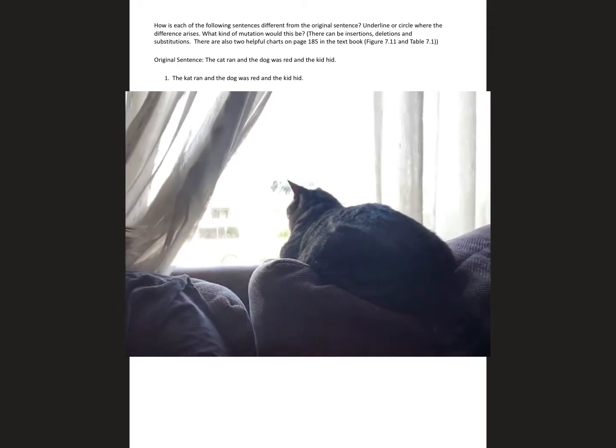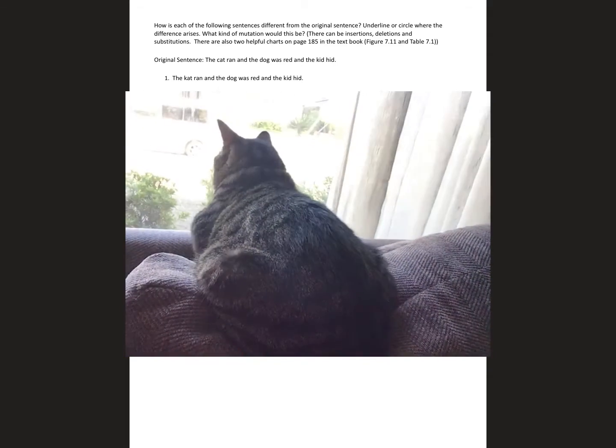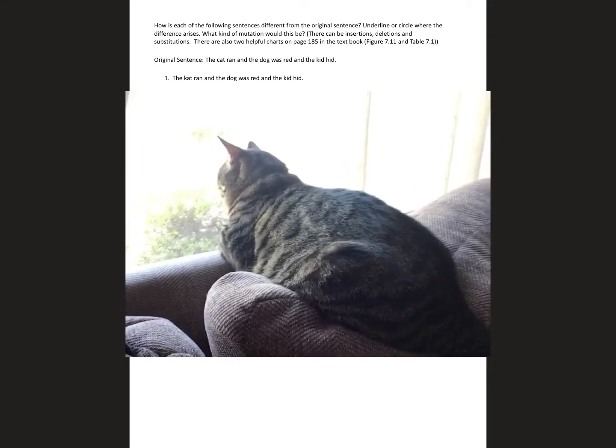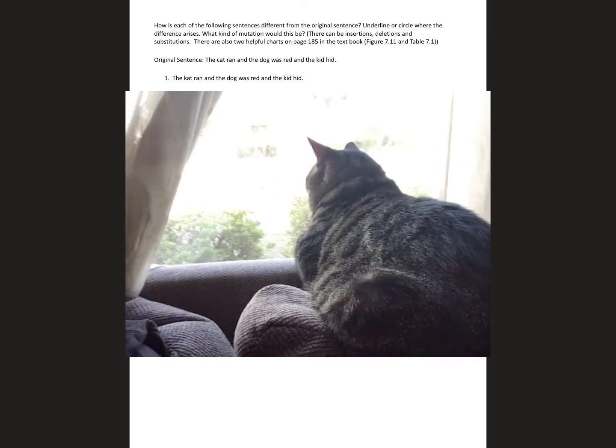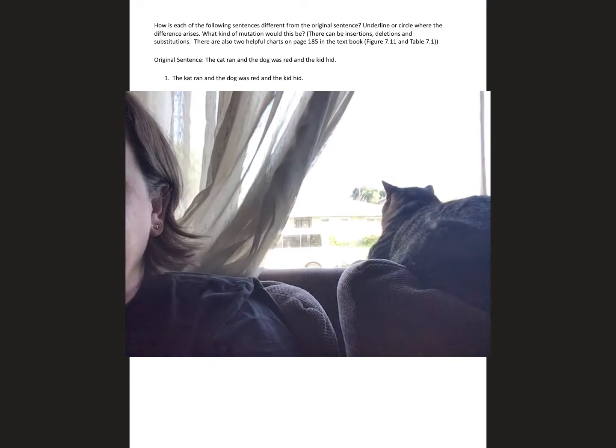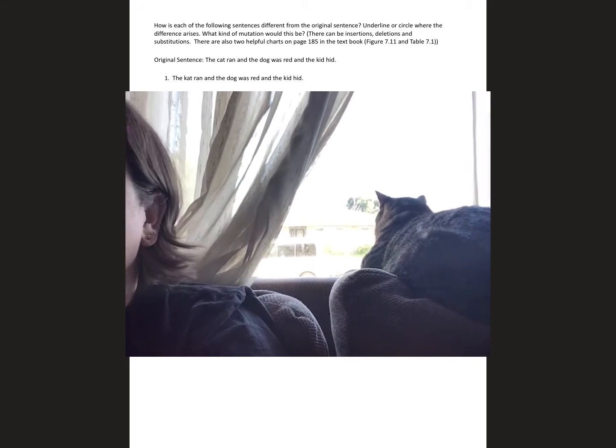Thought I'd break things up a little bit today and introduce you to Chubbs. Hey, Chubbs, can you say hi? Anyways, here's Chubby Cheekers. He likes to spend a lot of time looking outside the window, but back to the sciencey stuff.